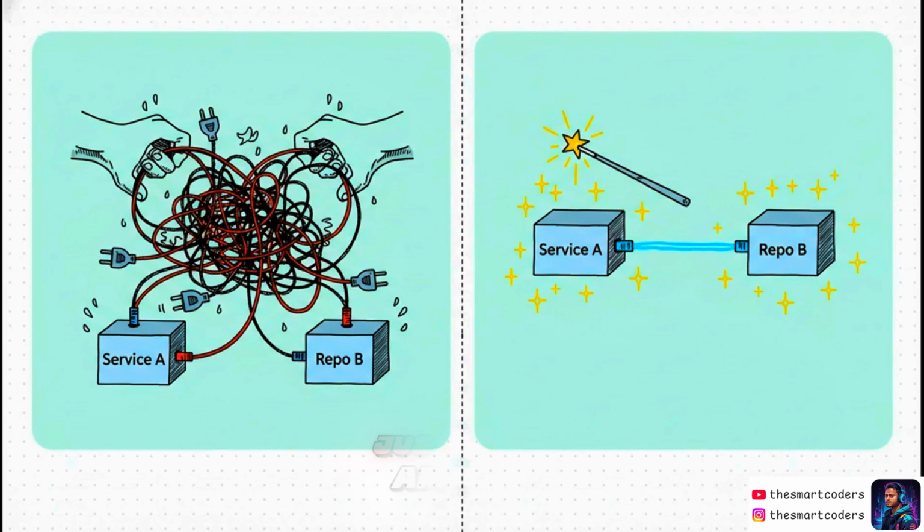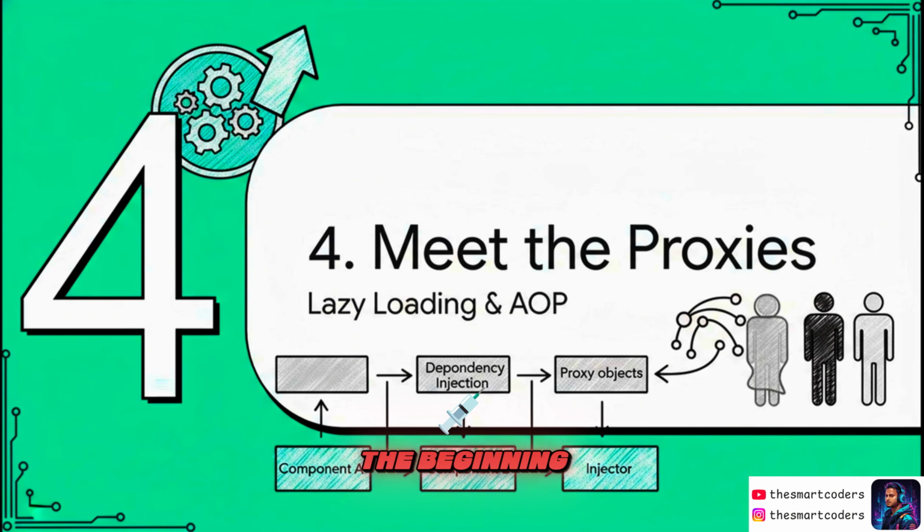I mean, the difference is just night and day, isn't it? We go from that complex, brittle, manual mess to a single, clean, declarative annotation that just says what we need. All that complexity just vanishes, managed entirely by the framework using reflection behind the scenes. But dependency injection is really just the beginning.